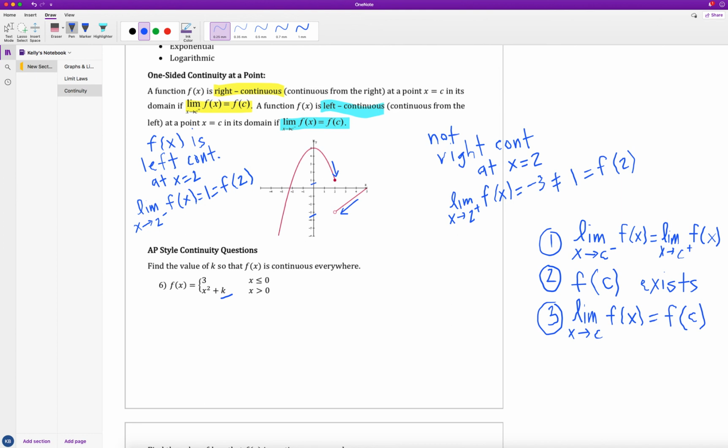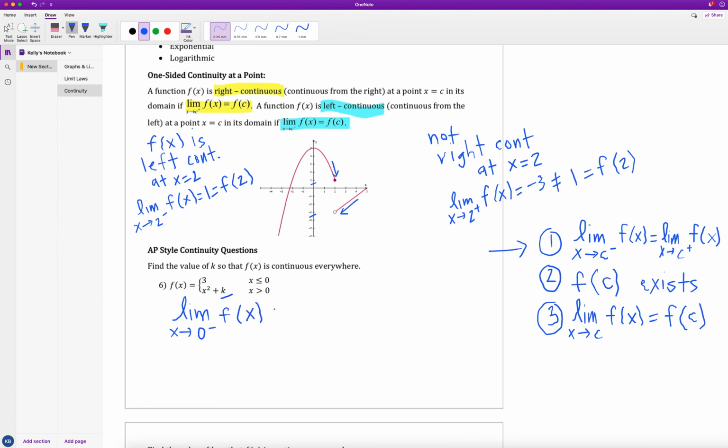The one we're going to focus on for continuity is really going to be the first one in this case. We get to assume that all 3 of these things are true, but what's really going to help us solve for this value of k is computing the left limit and the right-hand limit and then setting them equal to each other. So let's go ahead and start with that. We're going to start by computing the limit as x approaches, in this case, 0, since 0 is our breakpoint. So the limit as x approaches 0 from the left-hand side of f of x.